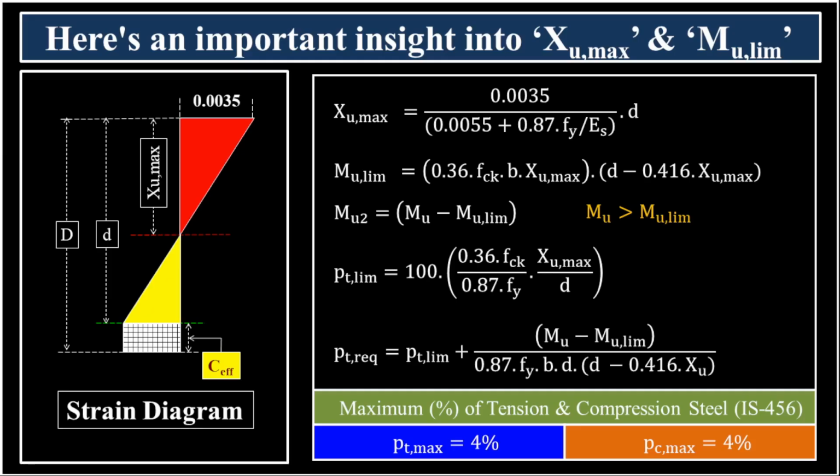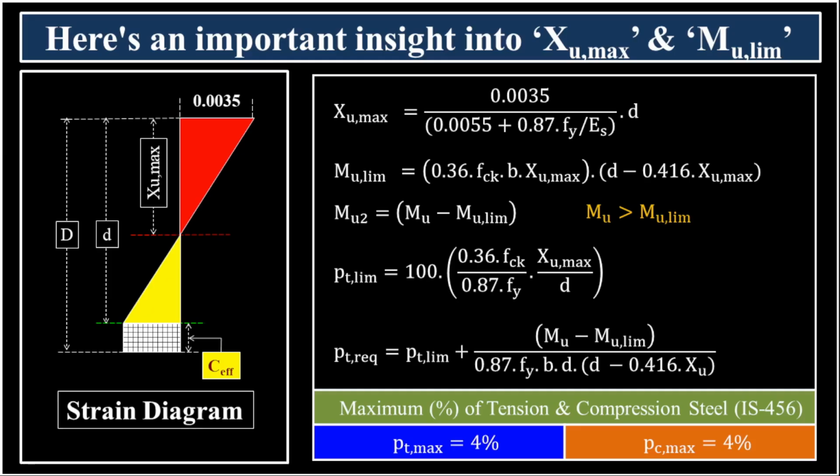The formula to calculate xu max is, xu max equals 0.0035, divided by the quantity 0.0055 plus 0.87 times Fy divided by Es. The whole expression is then multiplied by d. Here, d represents the effective depth of the section. Next, let's consider mu lim, which is the limiting moment of resistance, or the maximum bending moment that the concrete section can effectively withstand as a singly reinforced beam.